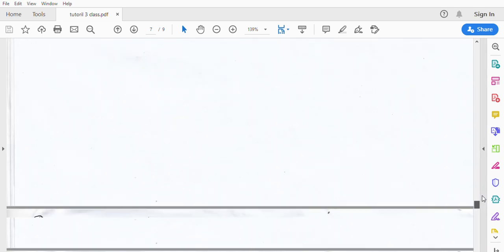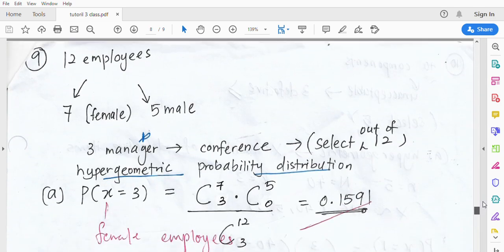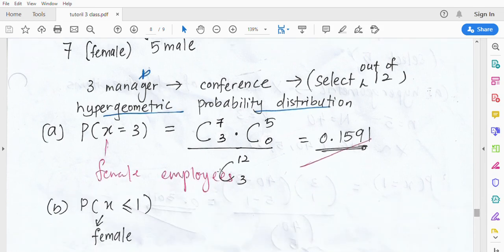Okay, we go for number 9. A company has 12 employees and 7 of them are female. So from 12, there are 7 female and 5 male. The company is planning to send 3 managers. They randomly select from the 12 employees, so it's also using the hypergeometric probability distribution.